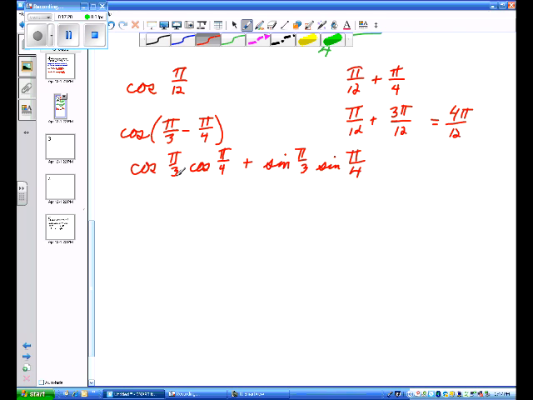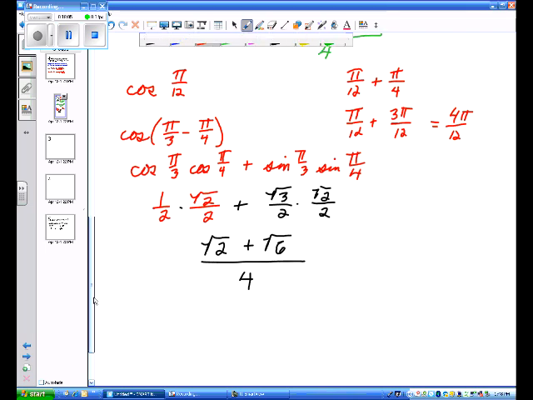We know that this reference angle is 60, and the denominator's 3, the reference angle is 60, so the cosine of 60 is 1/2. The reference angle here is 45. Cosine of 45, square root of 2 over 2. The sine of 60 is square root of 3 over 2. And the sine of 45 is square root of 2 over 2. And so we end up with the square root of 2 plus the square root of 6 over 4.